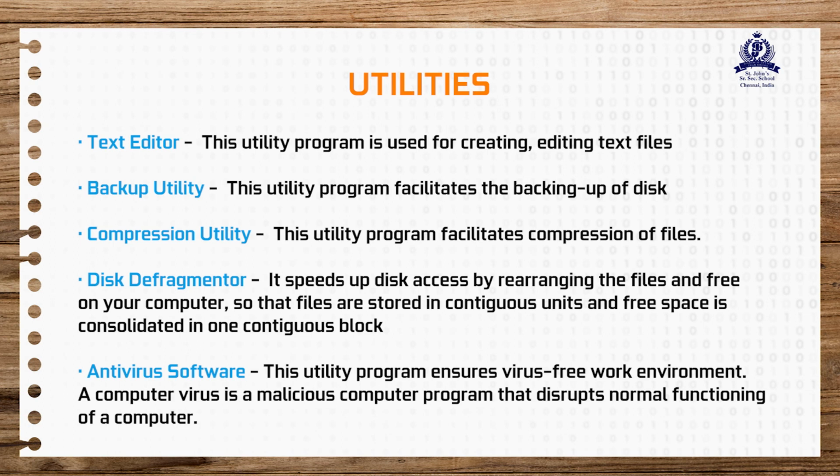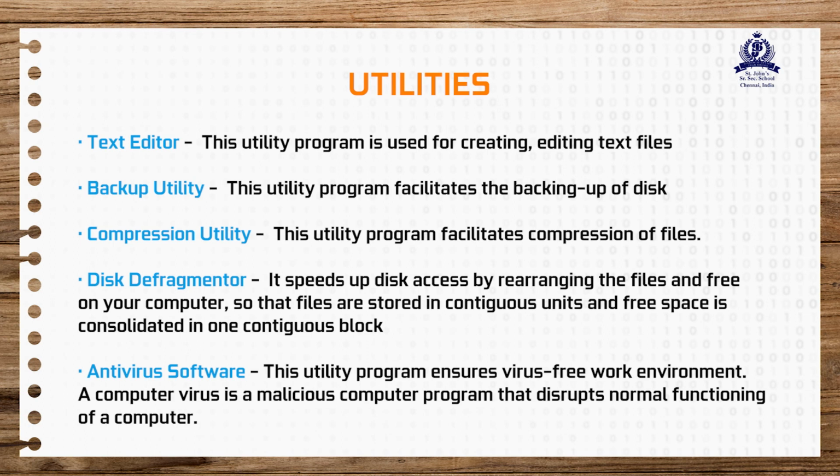And the next one is antivirus software. This utility program ensures a virus-free environment. If any malware happens in your system, it will corrupt the entire functions of your computer system. To avoid that, when you install any antivirus software, it helps to prevent all the viruses in your system. This utility program ensures whether your system is virus free or not. If your antivirus software is not updated, it will give a warning message to update your software also. These are done by the utility software. So that's all about utilities.